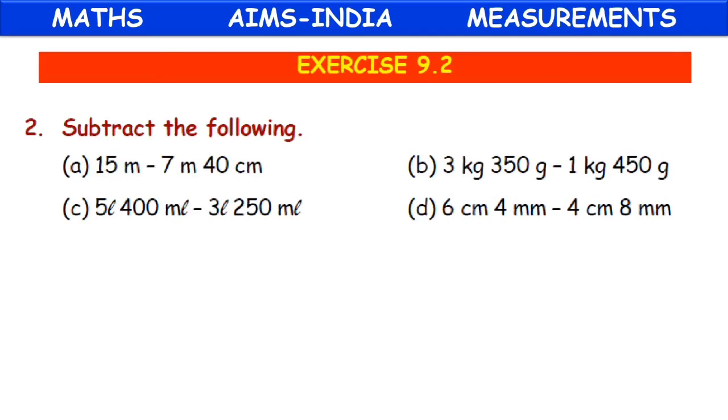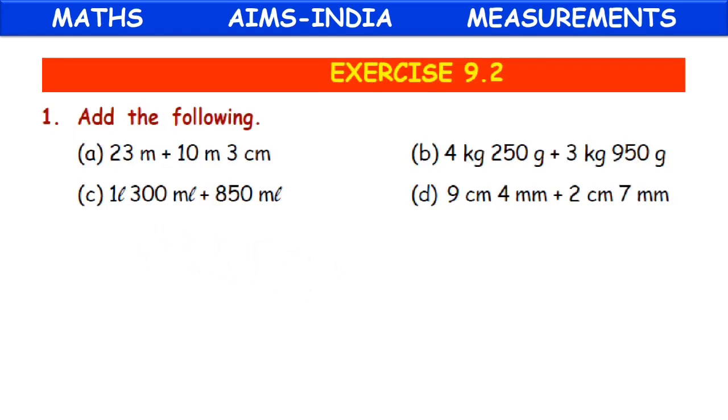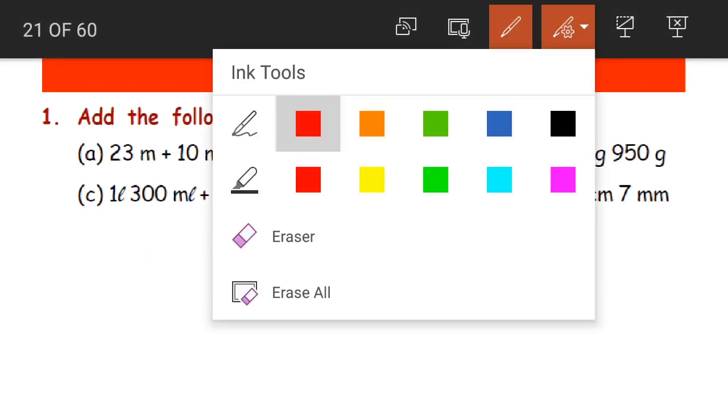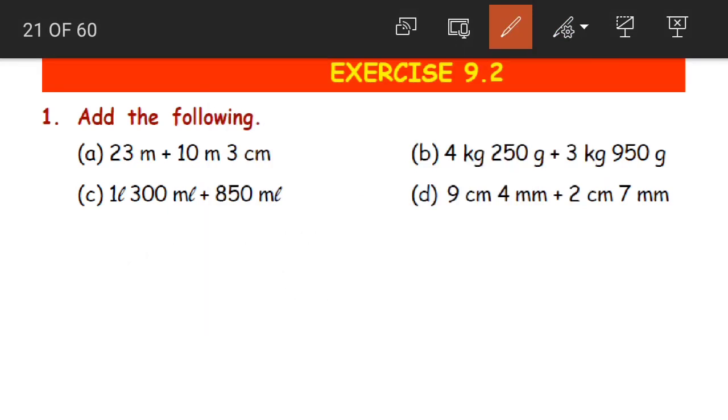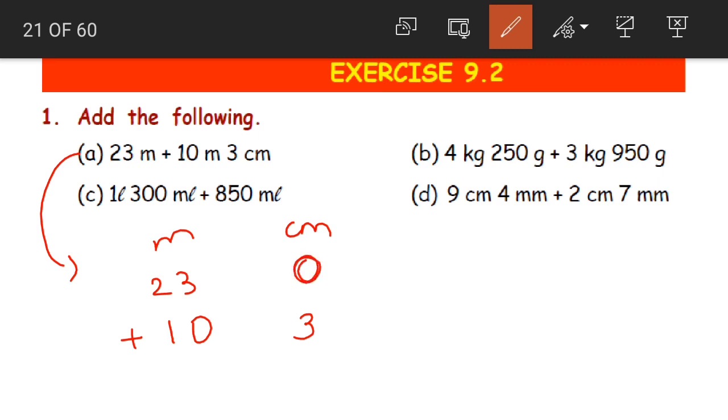Let us look at a few more exercise problems. So for you to be perfect in this addition and subtraction of different units of measurement children, it is better if you practice more and more exercise problems. The more you practice, the more you will be perfect. Like for example, I'll just write the pattern of how to subtract. You have to do the actual subtraction. First question, 23 meters plus 10 meters 3 centimeters. Here we have nothing in centimeters, so we'll write 0. So when you add, we'll get our answer.